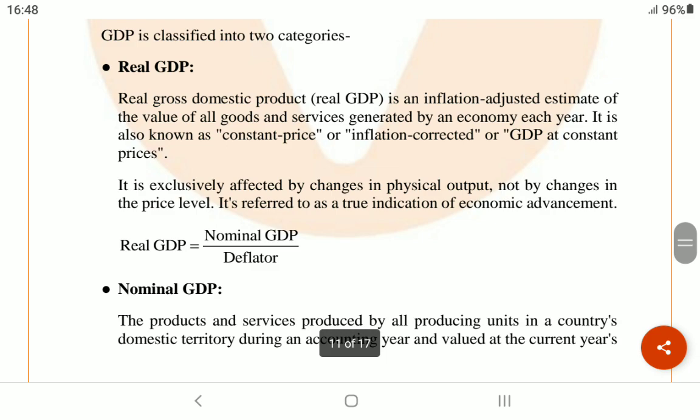GDP is classified into 2 types, that is real GDP and nominal GDP. Real gross domestic product is an inflation adjusted estimate of the value of all goods and services generated by an economy each year. It is also known as the constant price or inflation corrected GDP, or GDP at constant prices.